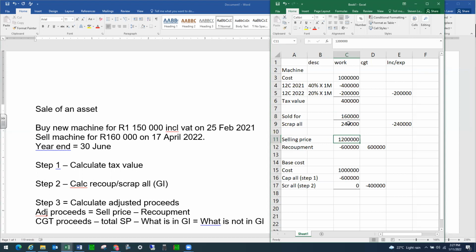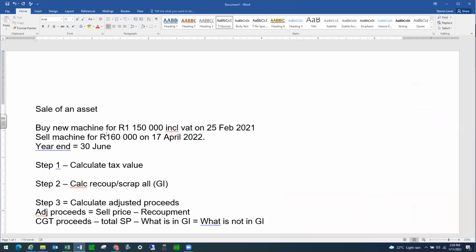Selling price? 160. Recoupment? Nothing, because it's a scrapping allowance. And that gives you 160,000. Happy? Yeah. Base cost? 1 million minus 600. There's a scrapping allowance here. How much was the scrapping allowance? It was 240. So 1 million minus 600 minus 240 gives me an answer of minus 160,000. And my capital gain will be 0. That makes sense. I understand that.